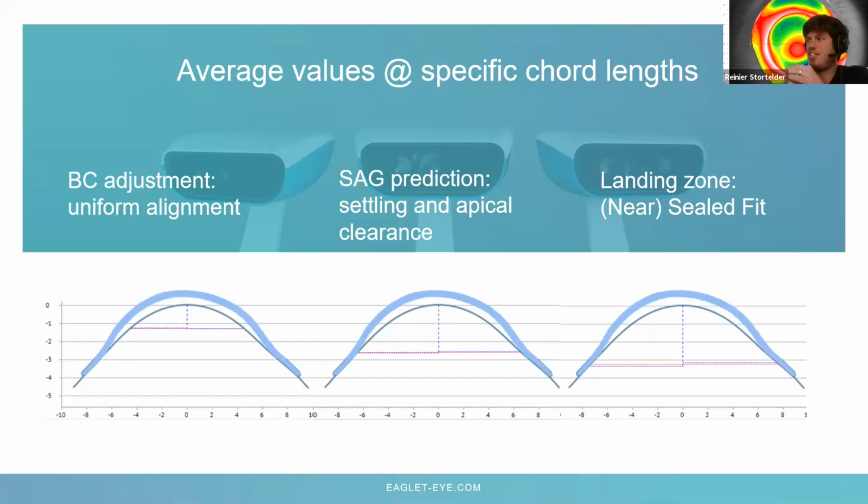SAC prediction, the same. It is looking for the point where the lens is landing on the eye, so the first point of touch. It's adding the settling plus apical clearance. It's giving you the sagittal height. Landing zone, as already mentioned, we're aiming for a near sealed fit in most of the cases. So it's trying to align the landing zone as good as possible with the shape, the tangent of the scleral zone in each quadrant, if that's an option within the fitting or within the scleral lens design.